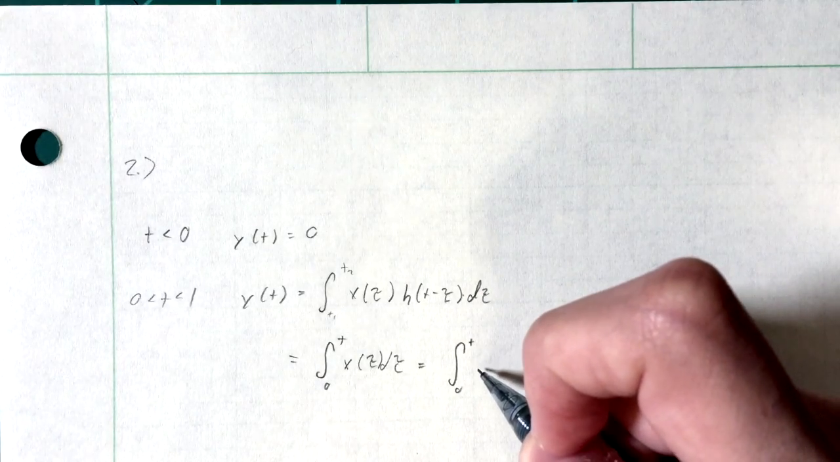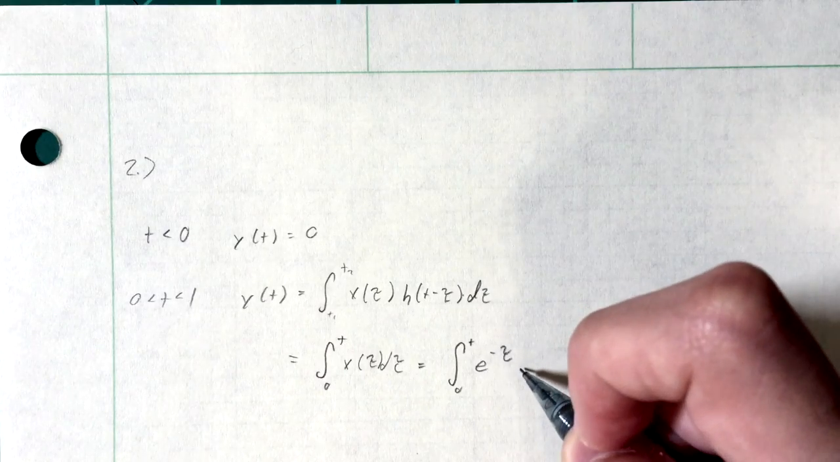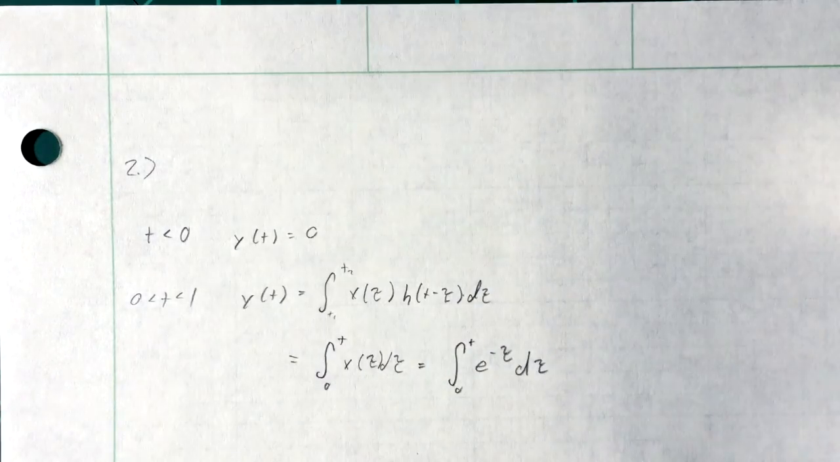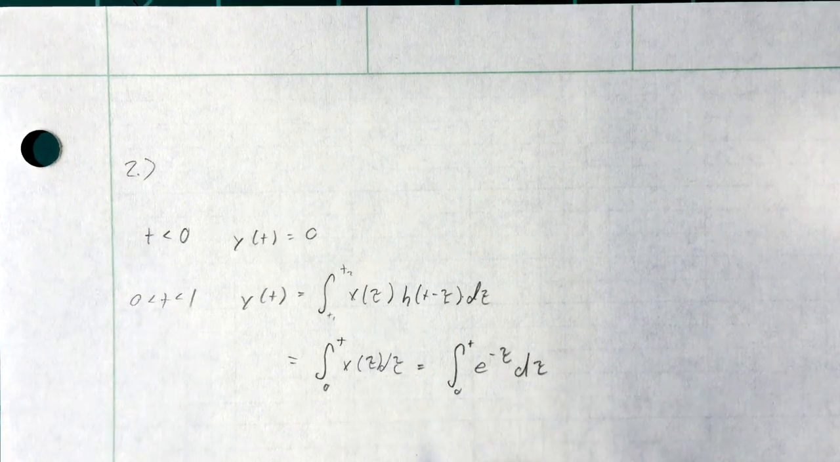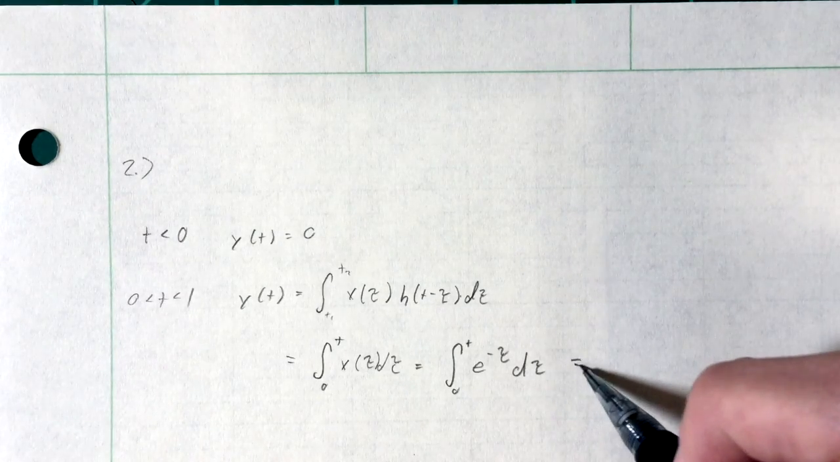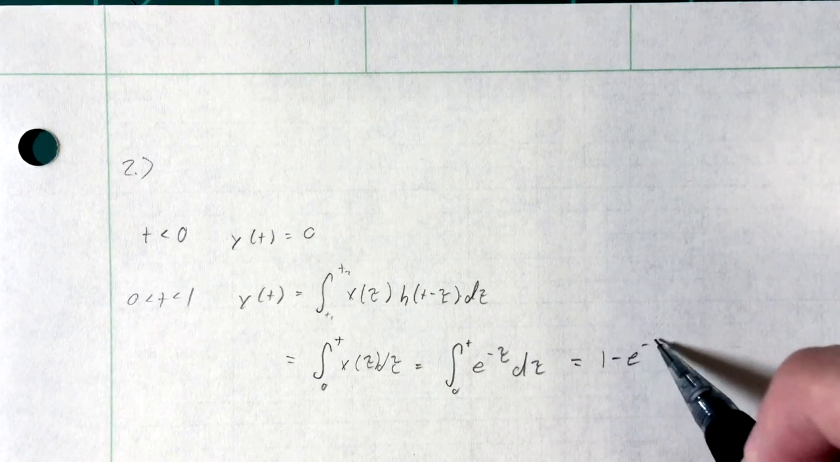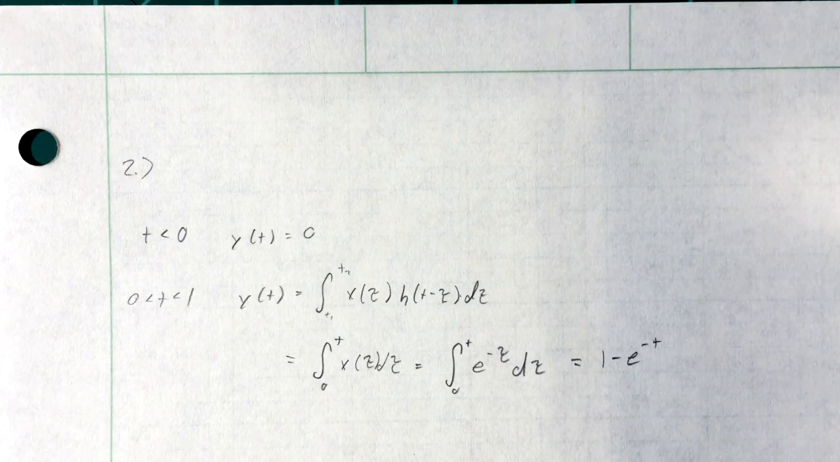X of tau is given by e to the negative tau d tau, and we don't have to worry about those unit step functions because those are already included when we define our bounds. And so you can integrate this and get 1 minus e to the negative t. And there we go. Alright, but we're not finished yet.